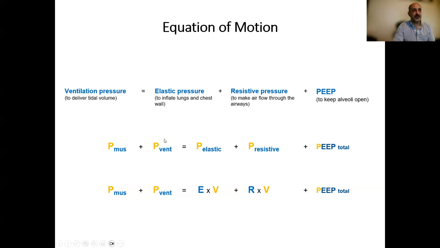So it's described as, if the patient is passive, not breathing, P-vent. If the patient is active, it's usually a combination between the ventilator and the patient. So P-mus, muscle pressure, plus P-vent. Again, it's a pressure to overcome elastic, P-elastic, plus P-resistive, plus the PEEP total. Again, described here, if you convert the pressures, it becomes elastance times volume, plus resistance times flow, plus PEEP.